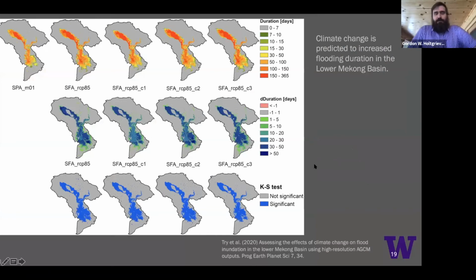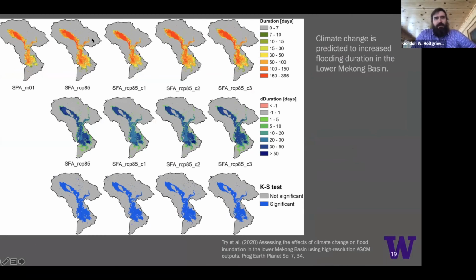And it's changing, and this is what we're looking at and what we're worried about. It's changing in part because of climate change, and that's this diagram here. I won't go through all the parts, but it's essentially looking at the duration of days of flooding in different parts of the lower Mekong Basin.